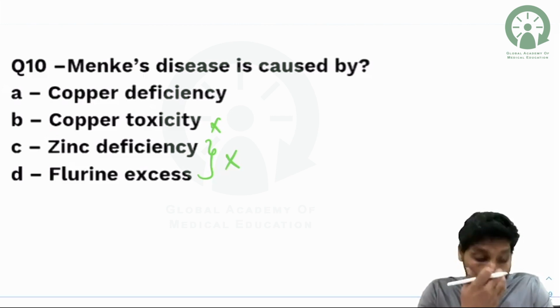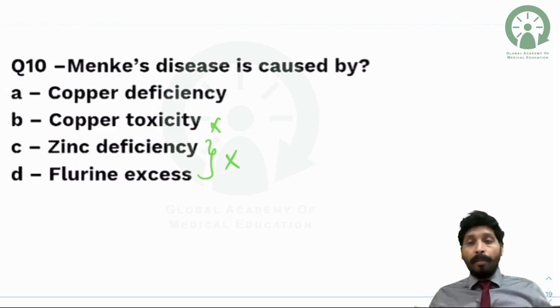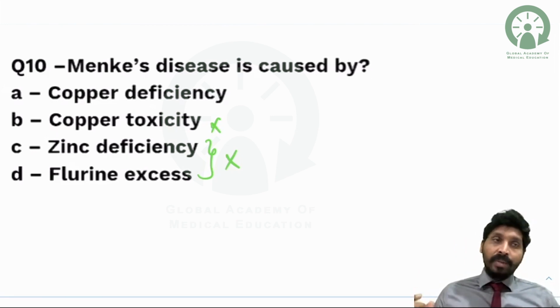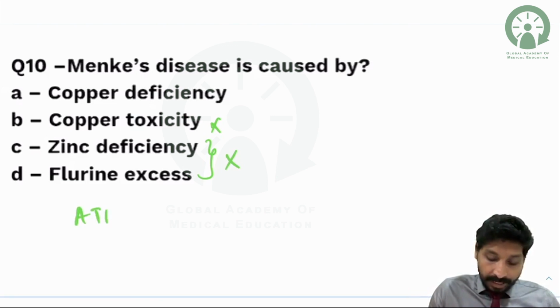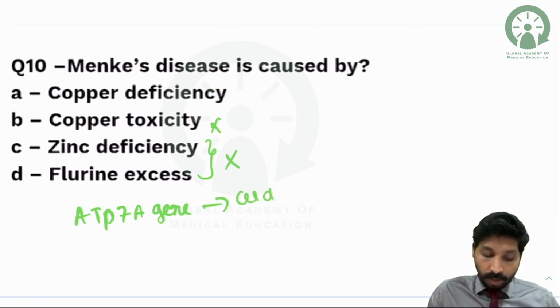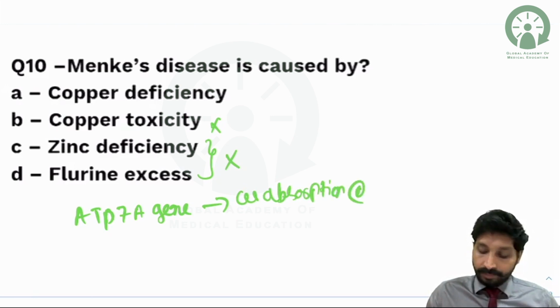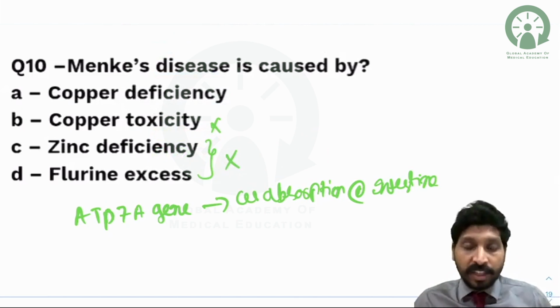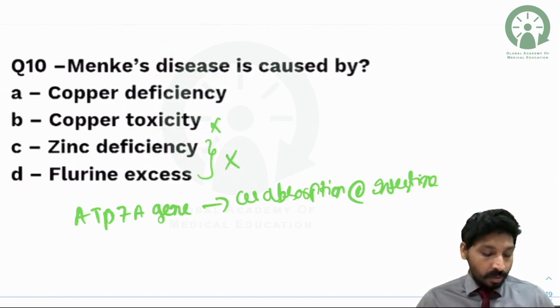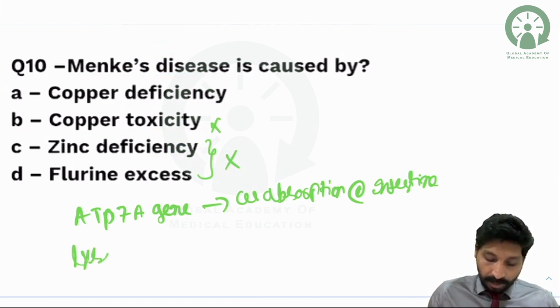Copper deficiency, yes, copper deficiency is why, because copper is there in the cell, which cannot be transported out of the cell because of the gene deficiency, that is the ATP7A gene, which plays a major role in copper absorption at the intestine. And it also plays a major role in incorporation of copper into enzymes. Okay, so lysyl oxidase is a copper-requiring enzyme.